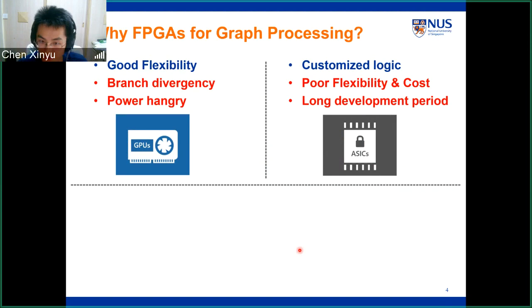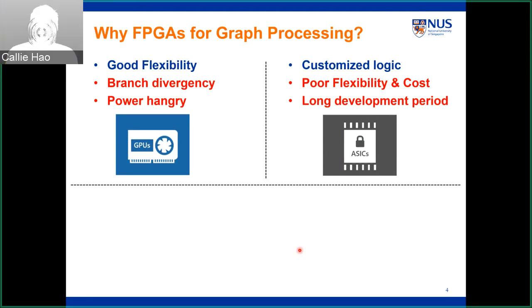Let's first look at GPUs. Definitely, GPU is very powerful, and it's also very flexible because you can change the execution binary in a very fast manner. So the flexibility is very good. However, the problem is that it suffers from branch divergence because graph processing is typically irregular, while GPUs are well known for batch processing. So there is a mismatch between architecture and workload. Another increasingly important issue of GPUs is that they are power hungry.